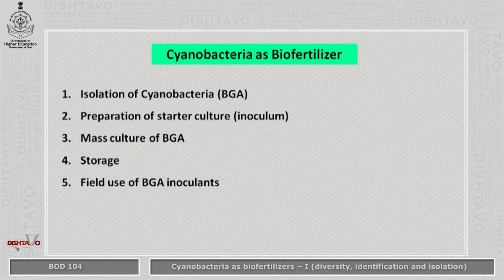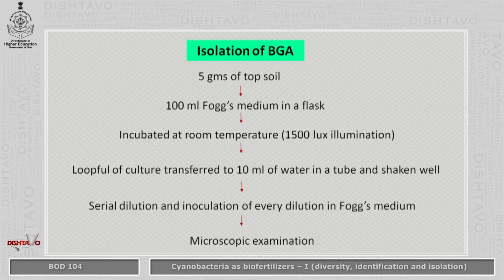Now, when cyanobacteria are used as biofertilizers, there are different steps one needs to follow, which include isolation of cyanobacteria, preparation of starter culture, mass culture of blue-green algae, storage, and the field use of blue-green algal inoculants. Now, we'll see in detail the isolation of blue-green algae.